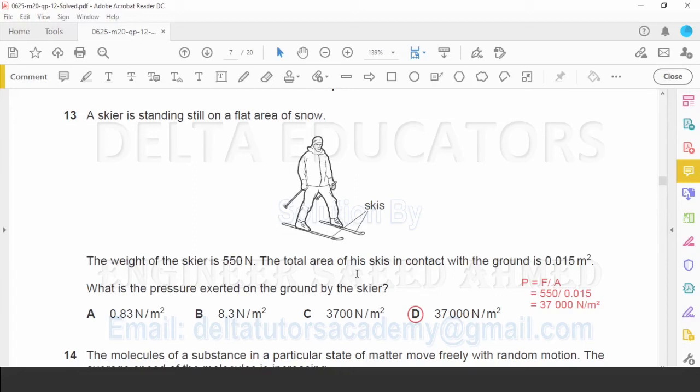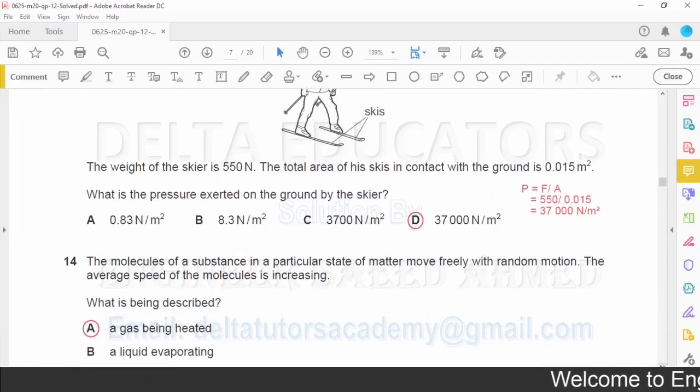Okay, the pressure exerted is given as force over area. Now the force, or the weight of the object, is 550 Newton. So force is equal to 550 and the area is given as 0.015 meters square. So pressure will be equal to F over A, which means 550 over 0.015, and by solving this we will get the answer 37,000 Newton per meter square. Now 37,000 Newton per meter square is given in option D. So the correct option is option D.